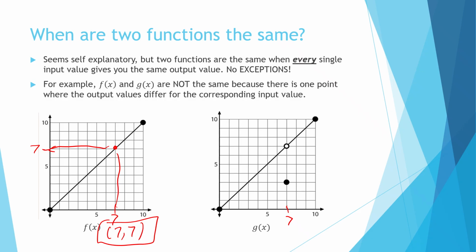Now g of x is different. The input value of 7 actually maps to an output value of 3, and there's what you'll learn later on, a hole here. So g of x actually contains the point 7, 3, and because they differ in even just one point, these two functions are not the same. If it was just like this and there was no hole, then they would be the same function. But because there's even just one point that's a little different, they're not going to be the same.